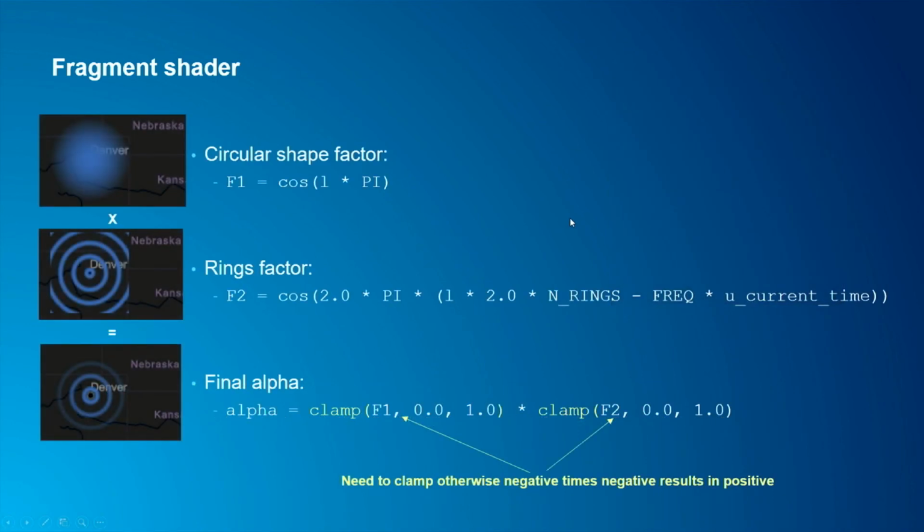The final alpha is dependent on two factors, f1 and f2. f1 is a cosine-based factor that is fully opaque at the center of the marker and fully transparent at the edge. f2 is the rings factor, and it uses an increased spatial frequency to allow the cosine to complete several cycles before reaching the edge of the marker. Every cycle leads to a ring. The formula for f2 also depends on the current time, and this is responsible for the radiating animation. The final alpha is the product of f1 and f2.